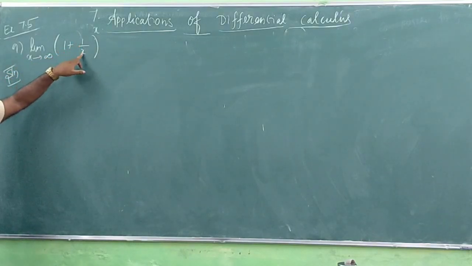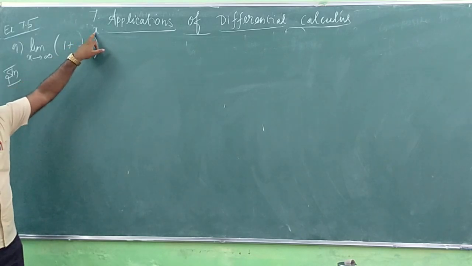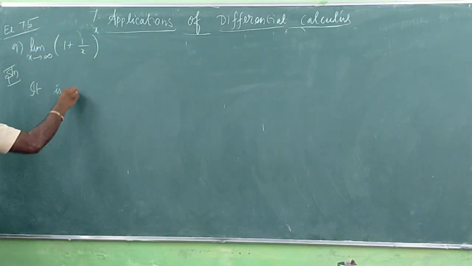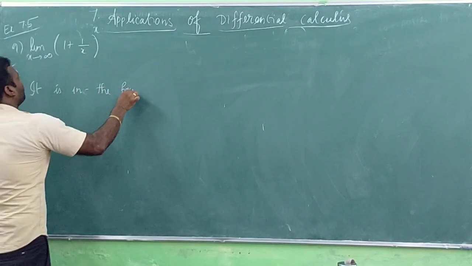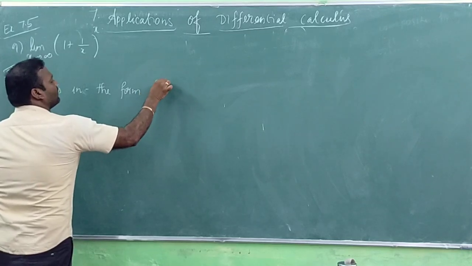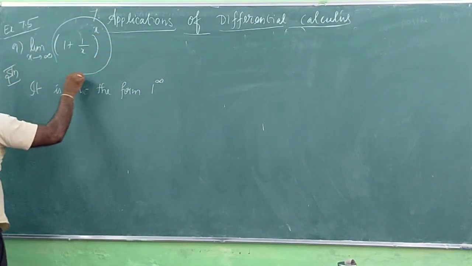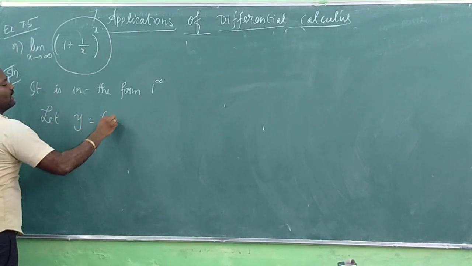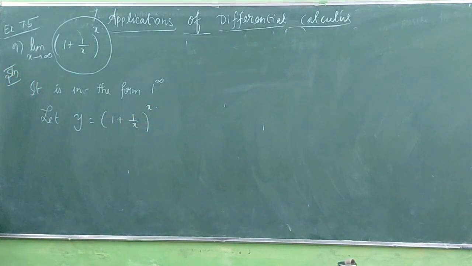When you are substituting x as infinity, now 1 by infinity is 0. So 1 plus 0 is 1. And also in power, you are having infinity. So it is in the form 1 power infinity. So next step, what we are going to do is you have to take the function alone. So let us take the function y equal to (1 plus 1 by x) the whole power x.